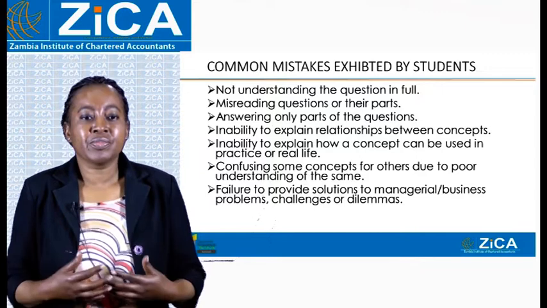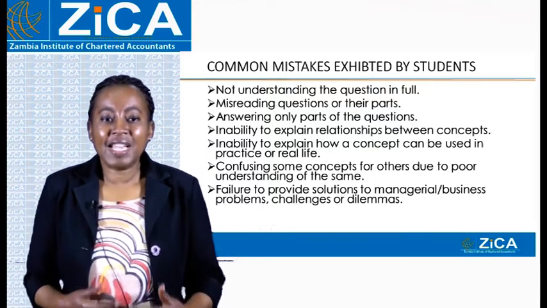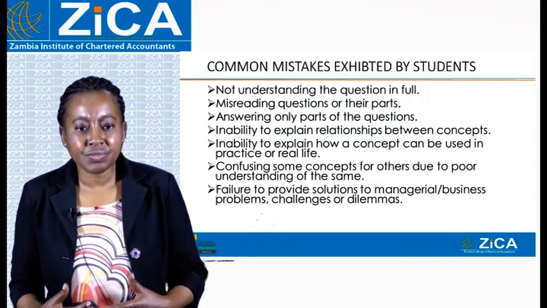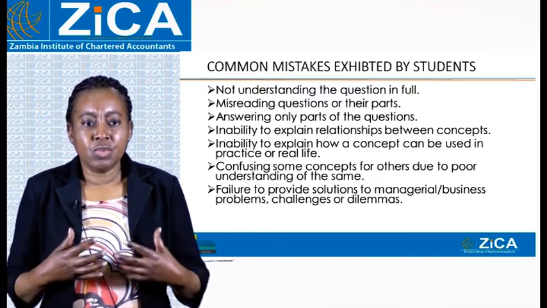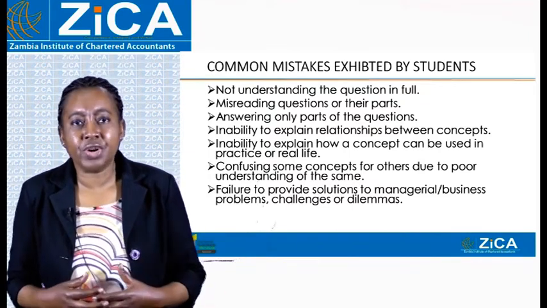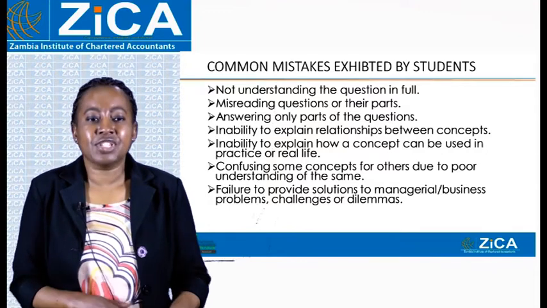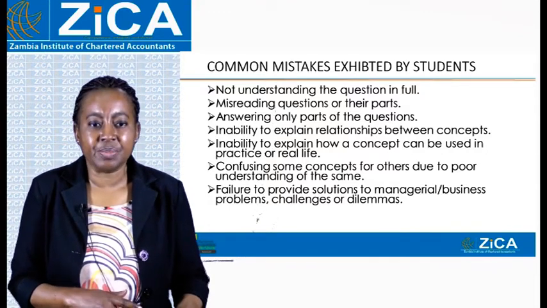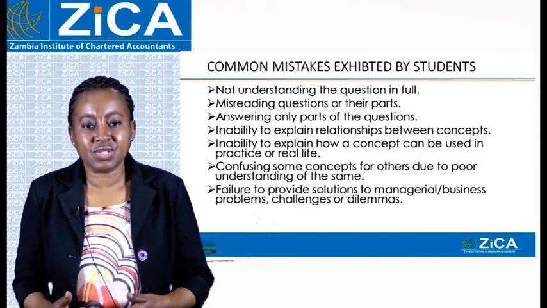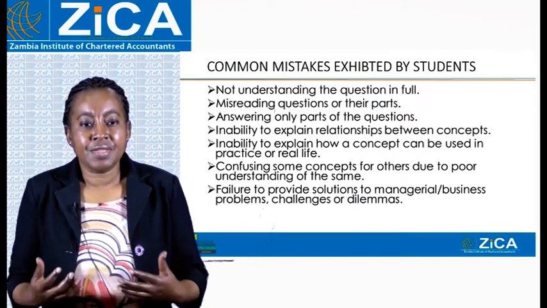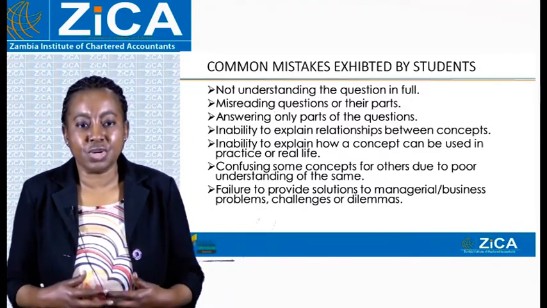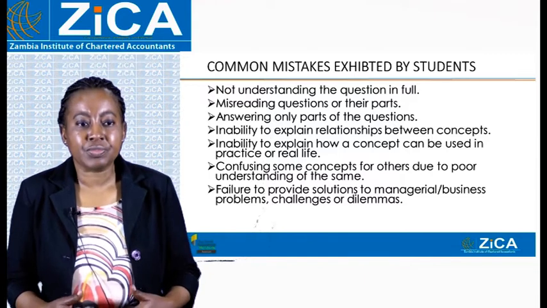So for example, you may be asked to define leadership and explain the 3 characteristics of effective leadership. Whether it's due to time or just nerves or whatever may be going on, a student may only answer the first part, which is defining leadership, and not answer the second part, which is explaining the characteristics of effective leadership. That just means as a student, you will lose out on a lot of marks because you did not answer the question in full.